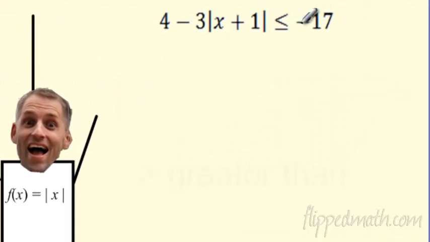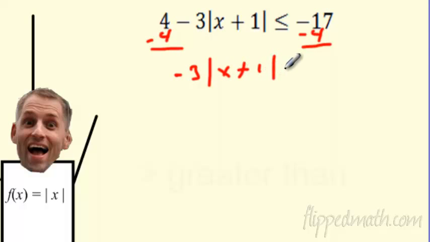Let's come over here to the right and try this bad boy out. So again, I want to solve this, but I have to get that absolute value by itself. So I got to start simplifying until I get the absolute value by itself. So what am I going to do here? Got to subtract 4 from both sides. So do a little simplifying. Don't forget to bring your negative down. This is negative 3 times the absolute value of x plus 1 is less than or equal to, what is that, negative 21.